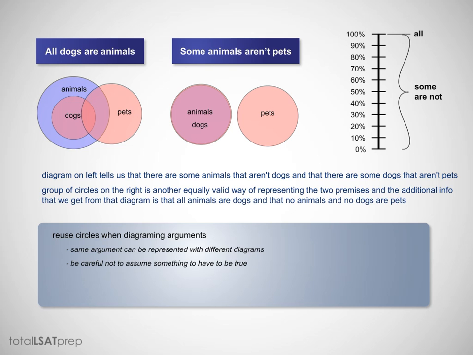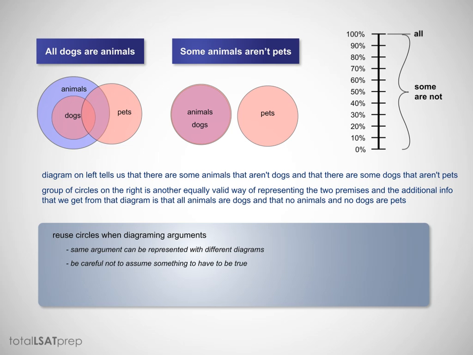The group of circles on the right is another equally valid way of representing the two premises, and the additional info that we get from the diagram is that all animals are dogs, and that's because we have the animal and dog circles completely overlap, so whichever animals are in the animal circle are all going to be in the dog circle. And we also get that no animals and no dogs are pets. That's because the animal circle is completely separate from the pet circle, and the dog circle is completely separate from the pet circle.